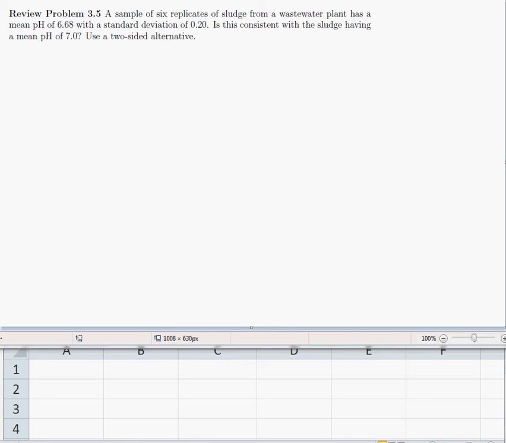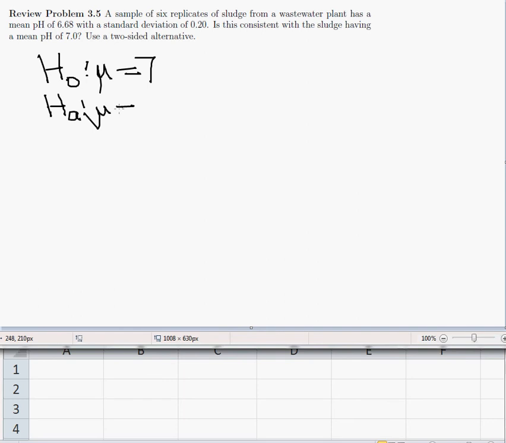This is a hypothesis testing problem requiring the use of an average and also a small sample. We have a hypothesized mean of 7, and we're supposed to test whether or not the data is consistent with that mean, and the problem specifically says to use a two-sided alternative. So the null hypothesis will be that the mean is equal to 7, while the alternative hypothesis is that the mean is not equal to 7.